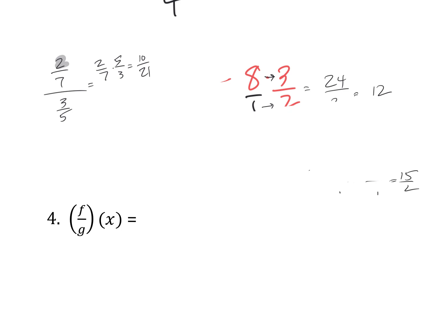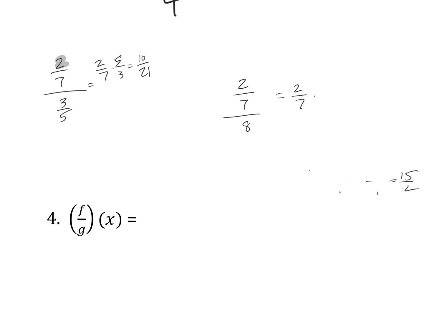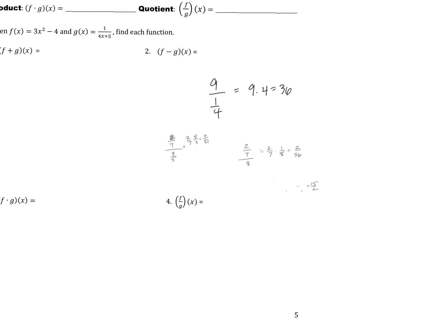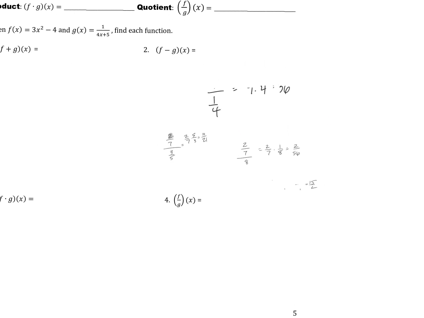Okay, let's just do one more, because until I hear more people saying these answers, I feel like we don't know it. What if we got 2/7 divided by 8? That's the same as 2/7 times 1/8, which would get me 2/56. Yeah? We vibing?